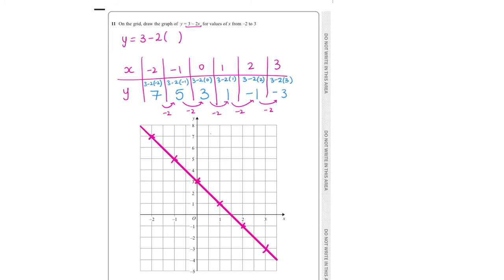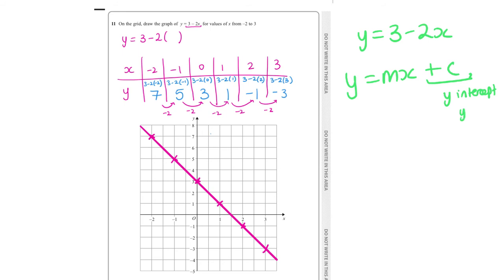And those of you who are aspiring to do higher mathematics, really we should learn this way. So I'm just going to quickly show you. y equals 3 minus 2x. Now we know that y equals mx plus c is an equation of a straight line. Our c is our y-intercept. This is where it crosses the y-axis. And our m is our gradient. This is our change in y, for every one along, how much do we go up. So that's how steep the slope is.